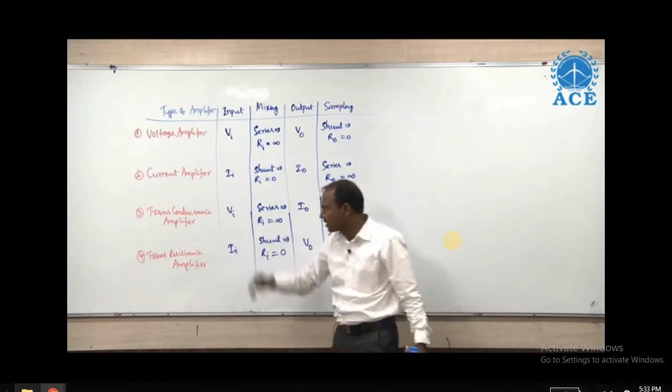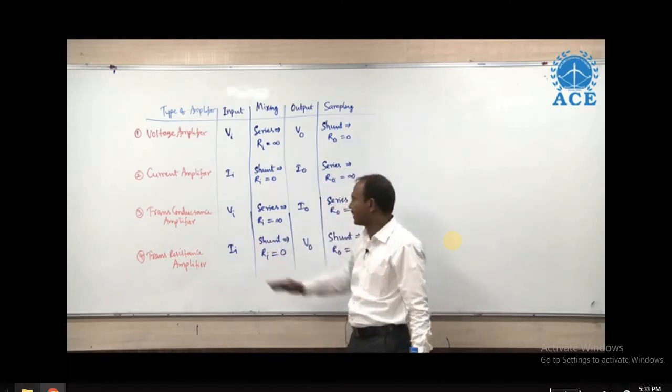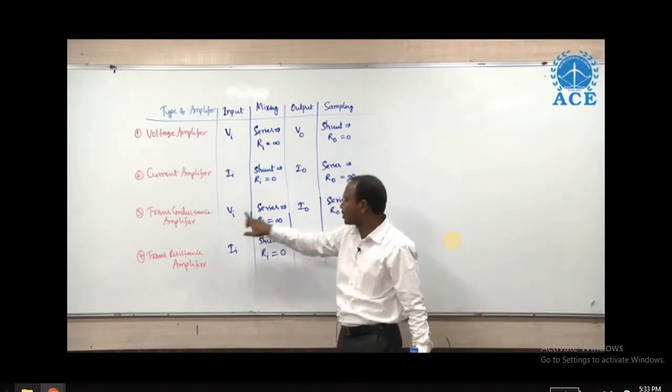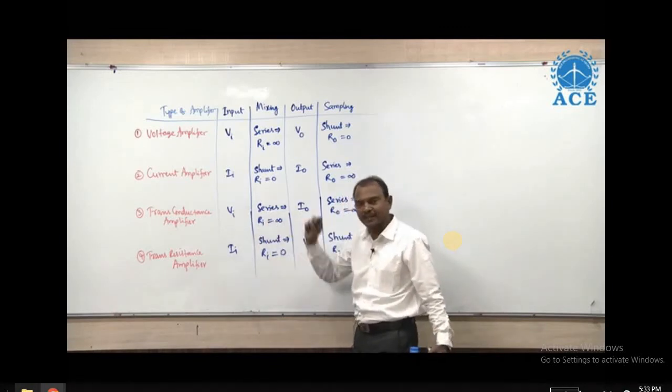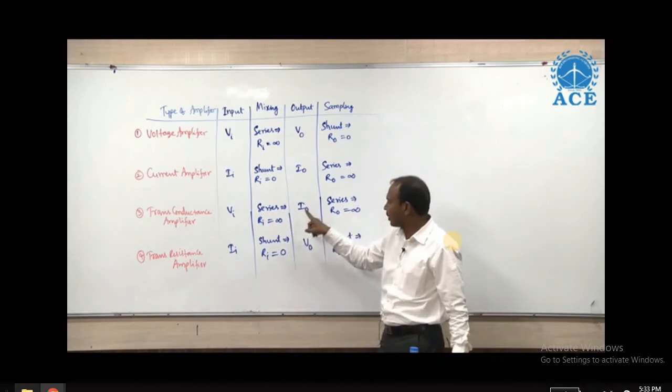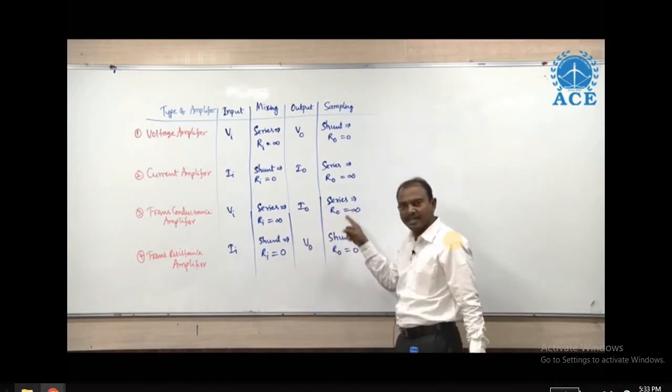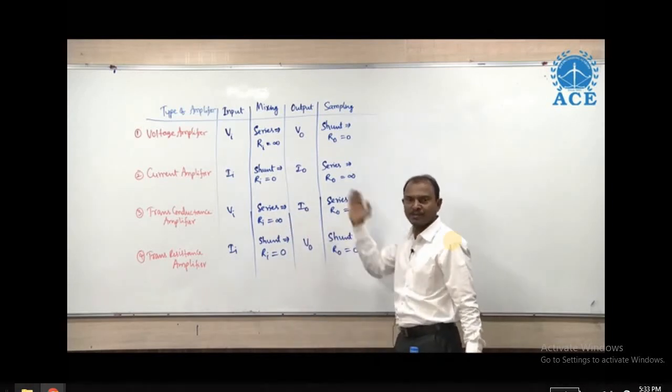Then considering trans conductance amplifier, input signal is voltage. So series mixing is required. Series mixing will make input resistance infinite there. And in the same amplifier, when output is current, series sampling is implemented. Therefore, output resistance becomes infinite.